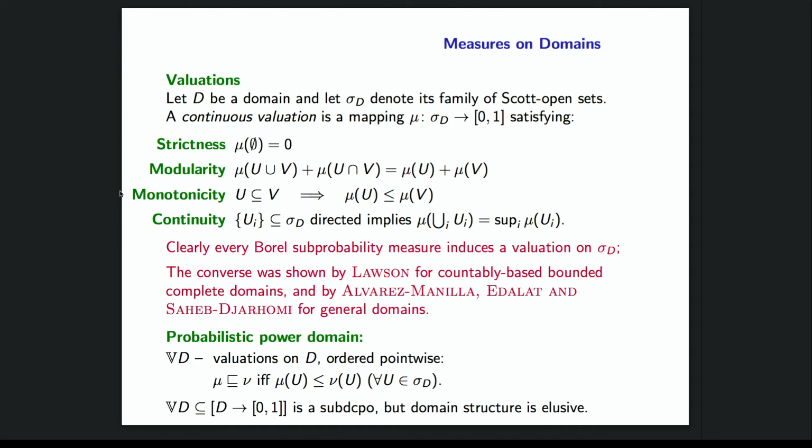So what we do in domain theory is we refer to V of D, the valuations on D, again ordered pointwise. That's this monotonicity condition reflected here. And we want them to be Scott continuous because that's usually what you want with domains. You want Scott continuous maps. And this family sits inside the continuous maps from sigma of D to [0,1]. It's a sub-DCPO, but the domain structure is, as I'm saying here, very elusive. It's very hard to understand what that domain structure is.